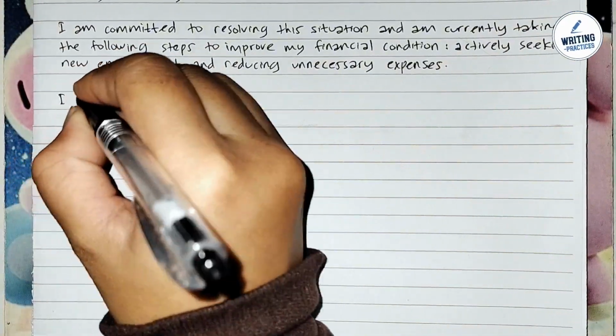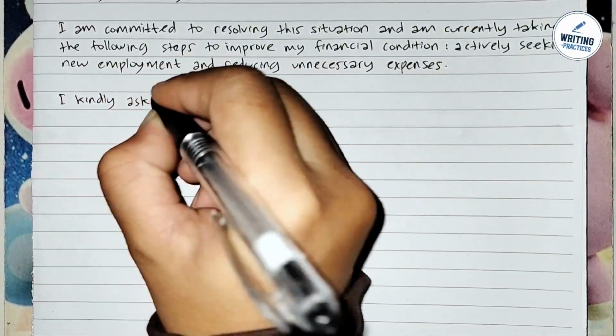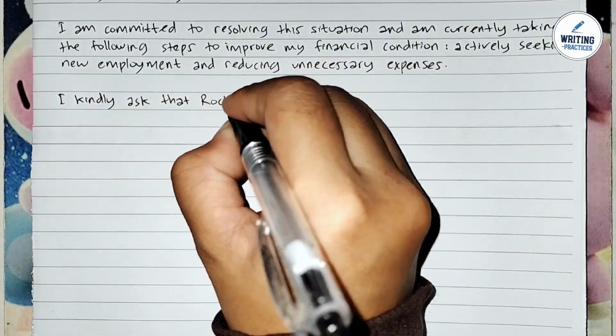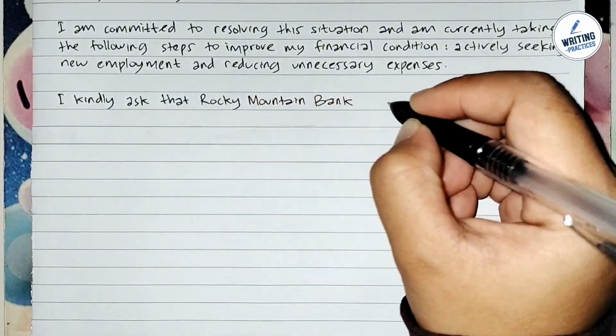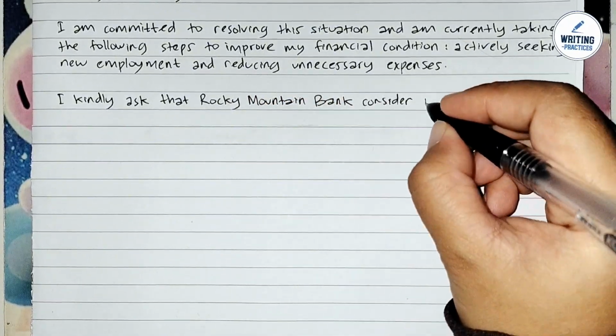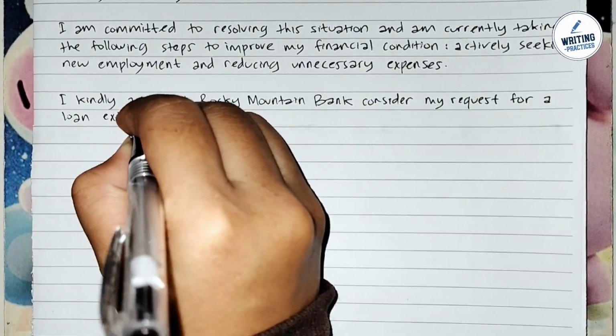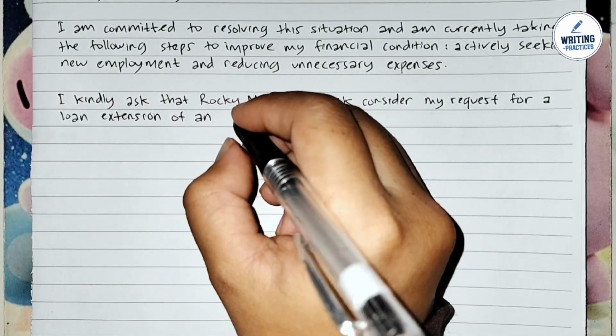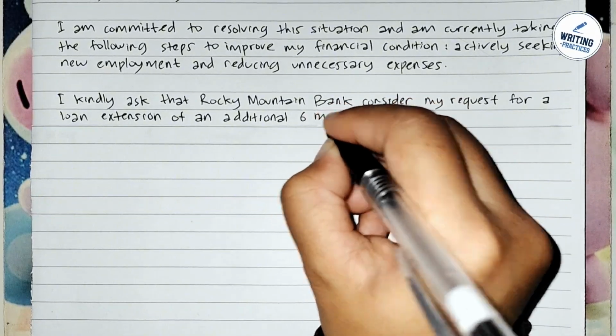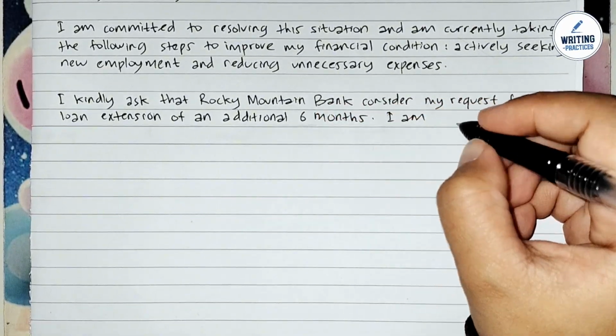In the fifth paragraph, this is where you write your request details. For the specific request, you can write a precise request for the length of the loan extension being sought. For example, you may write something like, "I kindly ask that Rocky Mountain Bank consider my request for a loan extension of an additional 6 months."